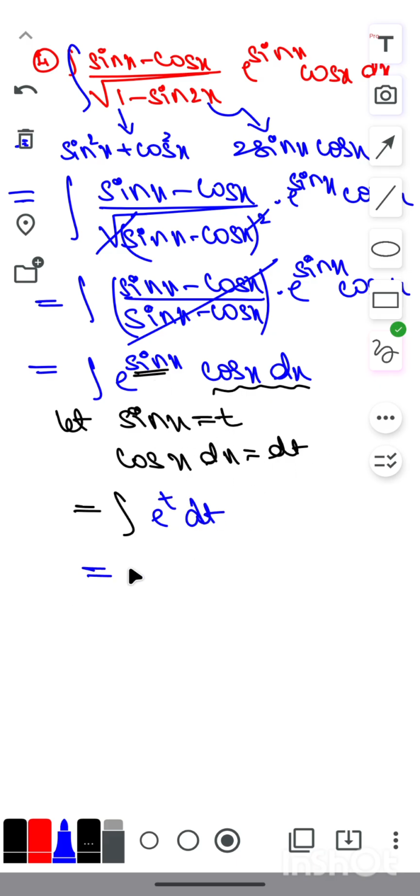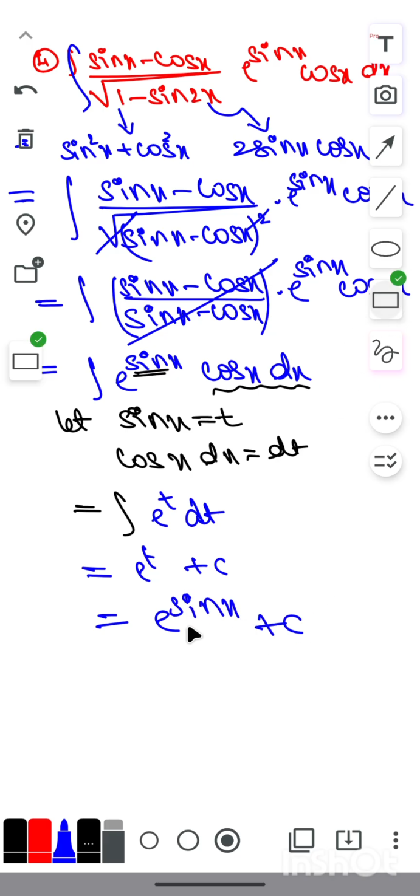What is the integration of e power t? E power t plus c. Substitute back the value of t, which is nothing but sin x. Finish. This is our answer: e power sin x plus c is our final answer. Hope you have understood. Let us move to the next question.